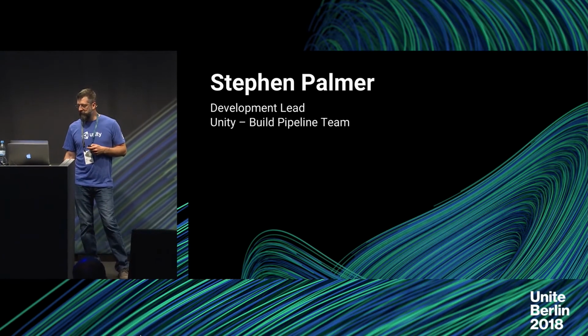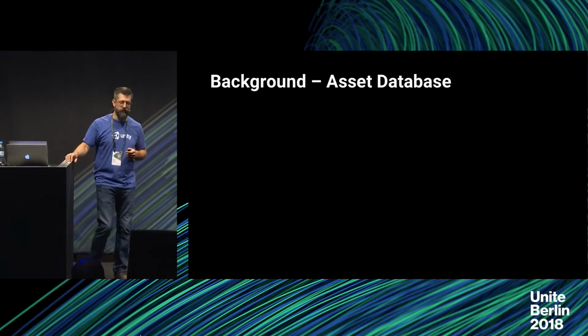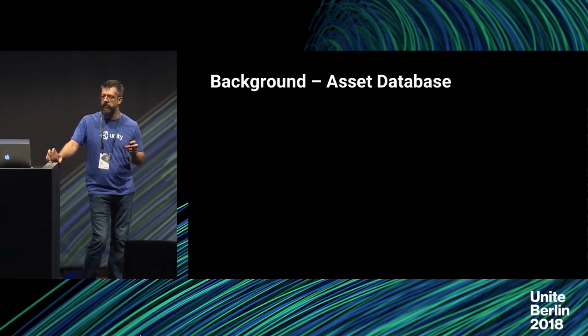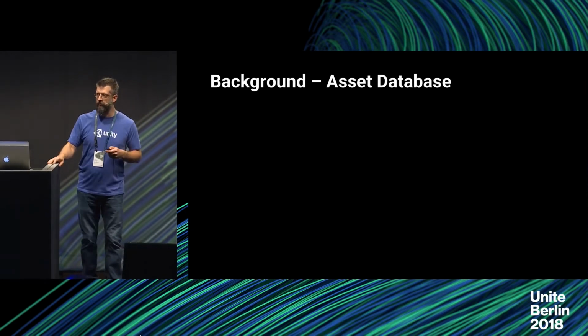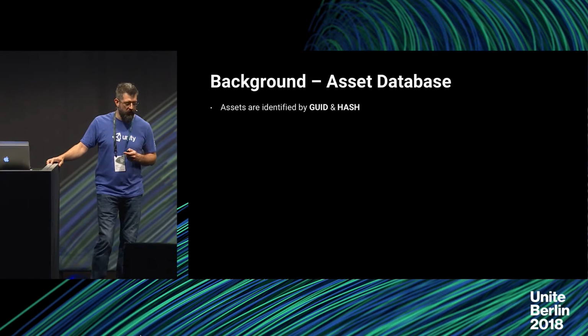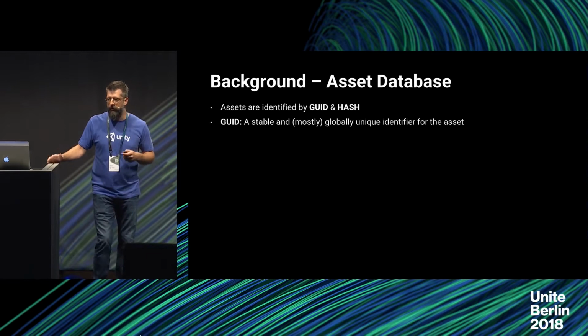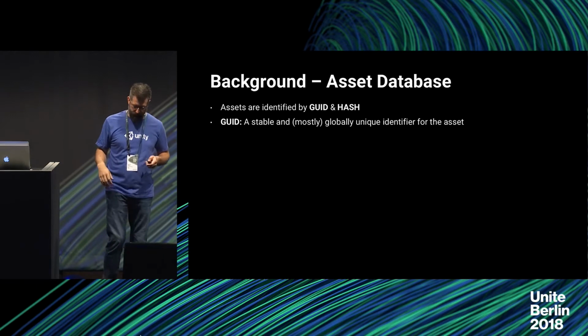So first, a little bit of background on asset database stuff. The asset database is the thing in Unity that keeps track of all of your assets, and it also manages the imported or runtime versions of all the assets. A lot of you are familiar with this. I just wanted to go through it a little bit in case you weren't. So an asset in Unity is identified by a GUID and a hash. A GUID is just a stable identifier for the asset. So all of your assets, before they're imported, you add something to a project, it gets assigned a GUID.